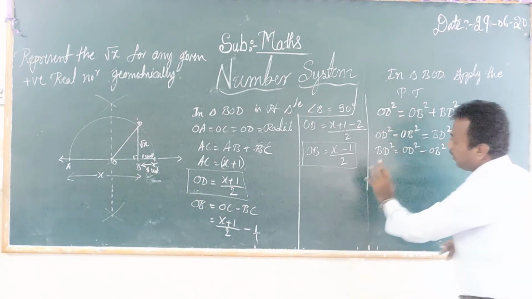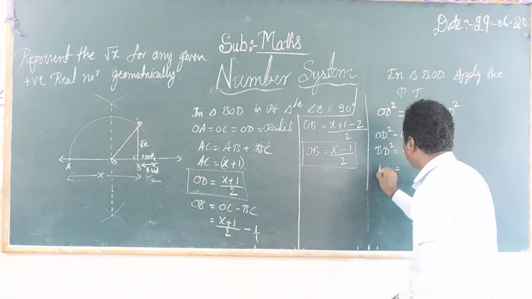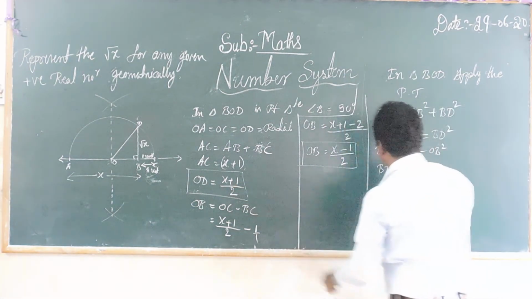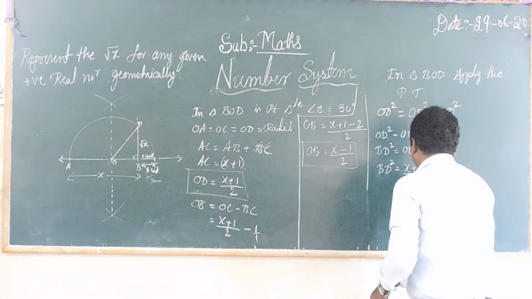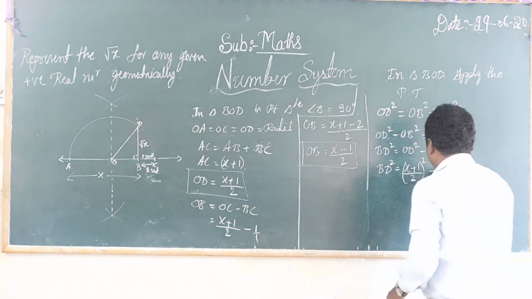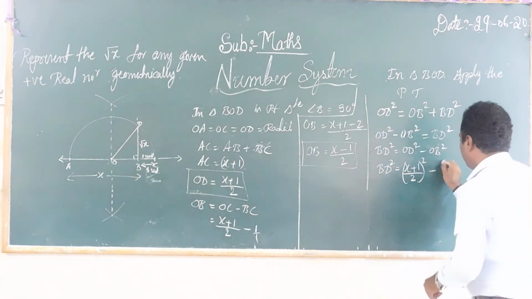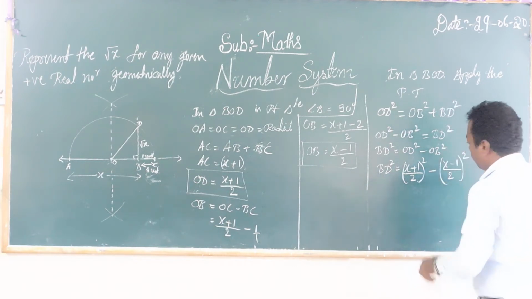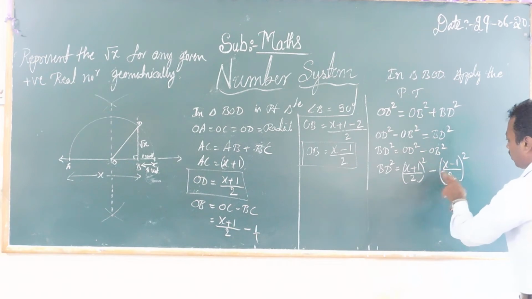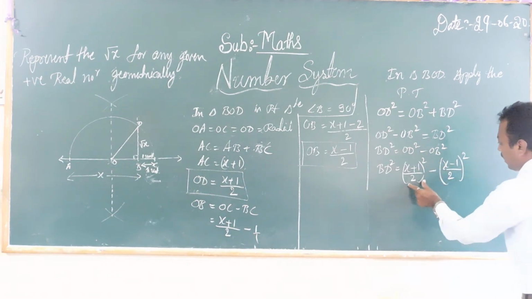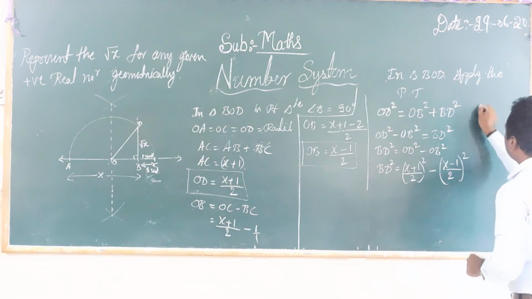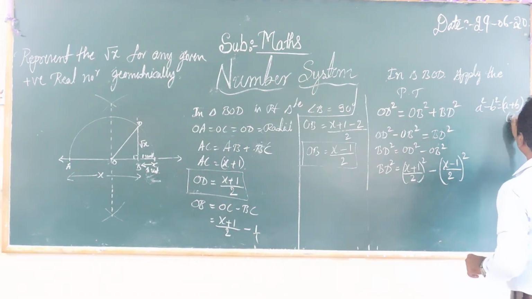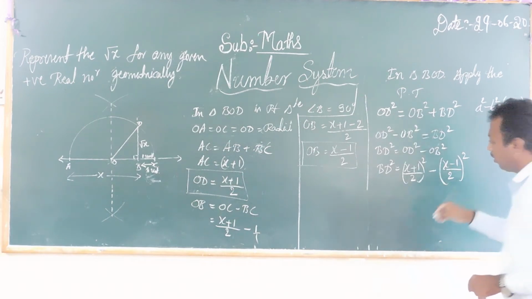No problem. Now BD square, we have to calculate BD. So OD is x plus 1 by 2, whole square, minus OB, which is x minus 1 by 2, whole square. X plus 1 by 2 whole square minus x minus 1 by 2 whole square. This is the A square minus B square format. So we know that A square minus B square is equal to A plus B into A minus B. This is the formula.